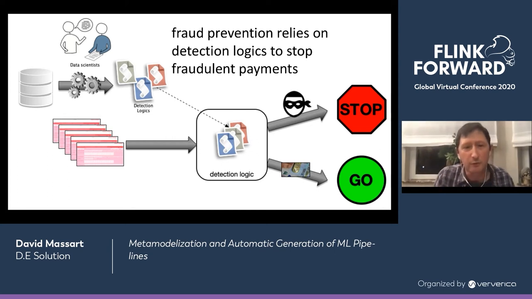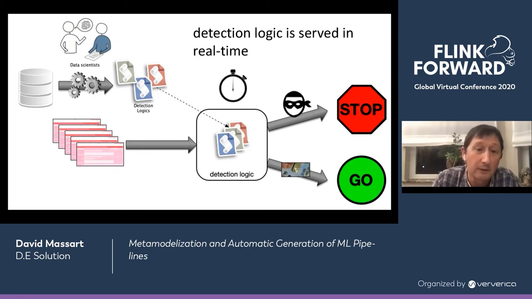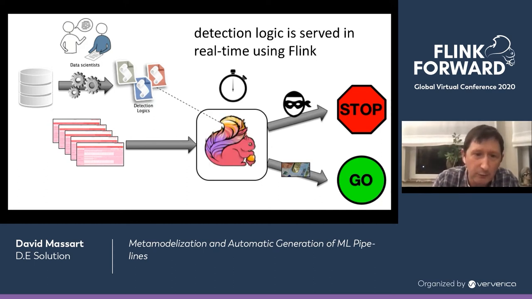It will be used to screen all the payments, determine if they are fraudulent or not, and if they are fraudulent, stop them, otherwise let the payment go and the money be cleared. Of course, since the payments are instant, the detection logic needs to be served in real time, and for that we use Flink.